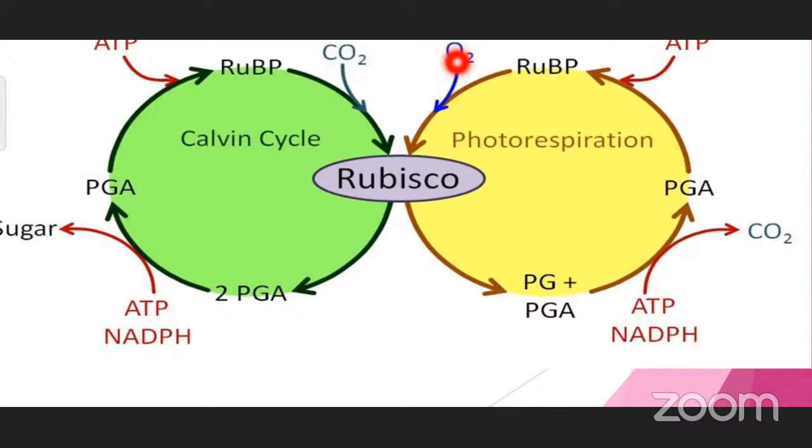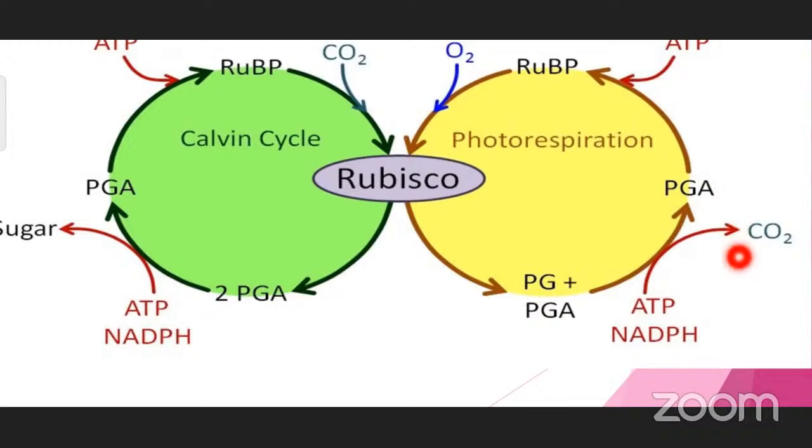Because oxygen is combining with RuBP and carbon dioxide is not combining, we are getting phosphoglycolate, which combines with another phosphoglycolate and loses 1 of the carbons in the form of carbon dioxide. It can be considered as photorespiration. It occurs in the presence of sunlight, that's why it is photorespiration. And again it will get transformed into phosphoglyceric acid.